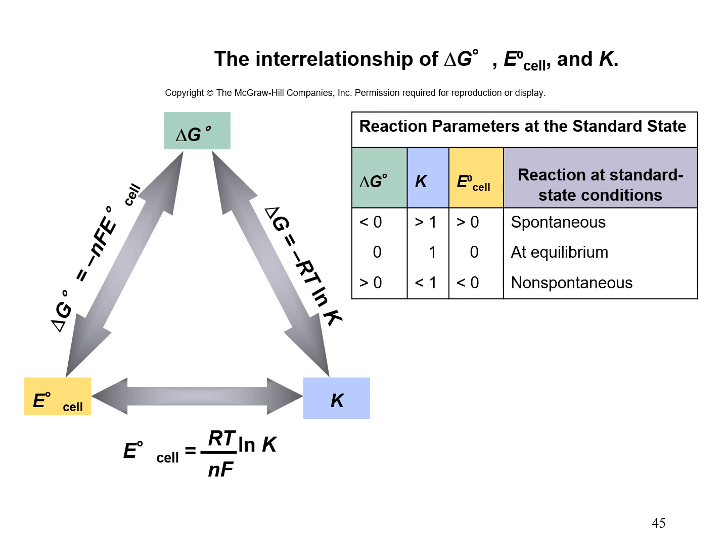Okay, and these are the three relationships that relate all of them together. So G naught is related to E naught using this, G naught is related to K using this, and E naught is related to K using this. So essentially you can relate all these three in whatever form. The questions are going to be fairly straightforward.